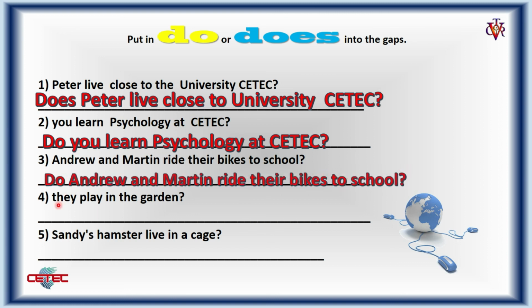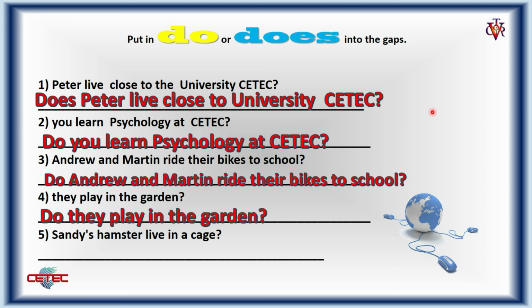Number 4. Now, in number 4, it's about they. And that means they don't have names. But it's optional to use another person. So now, here in that sentence, with using they, we have to use the word do. Do they play in the garden? So be careful how you use those words. Do, Andrew and Martin. Do you, does Peter, when it's in singular.